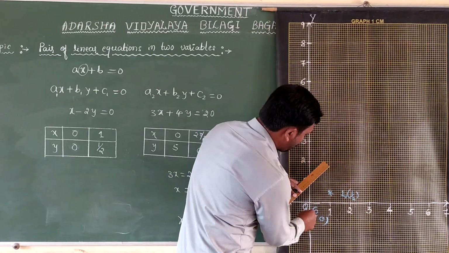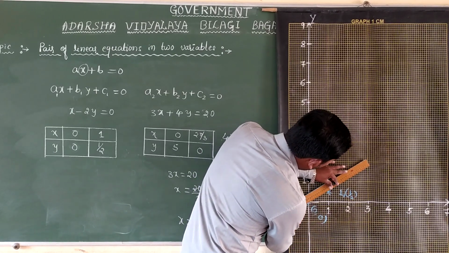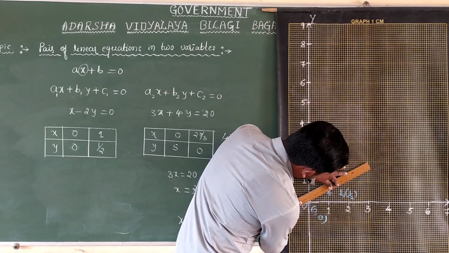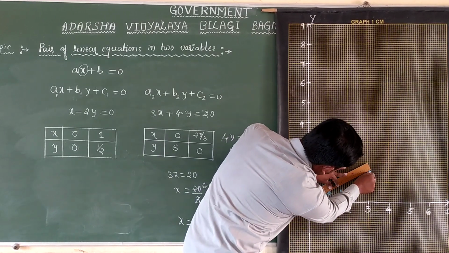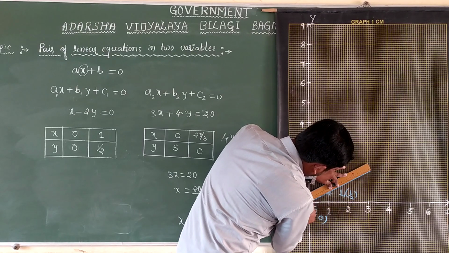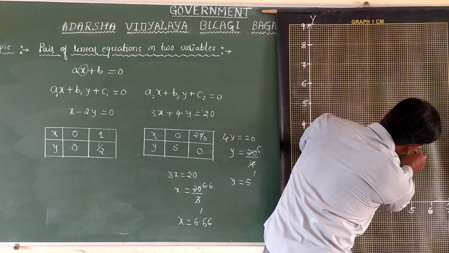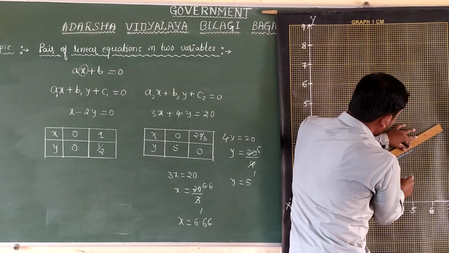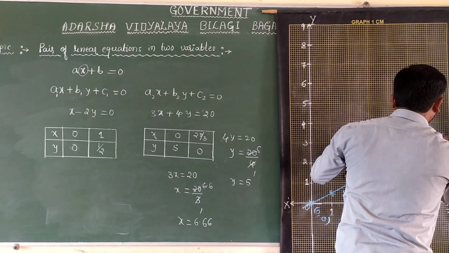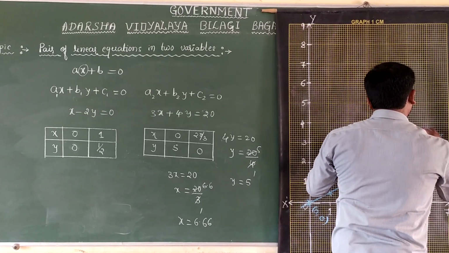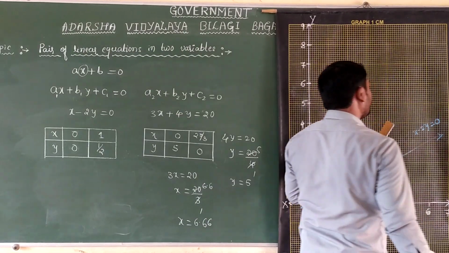If we join these two points, this is the first point, 0, 0, and this is the second point, and extend them, we are going to get a straight line, children. So this is our line. This is the line of the first equation, that is x minus 2y equals 0.